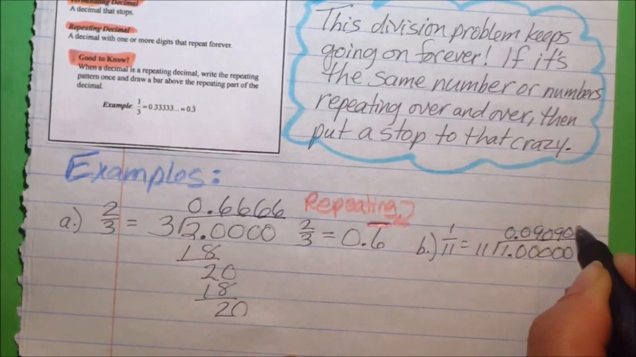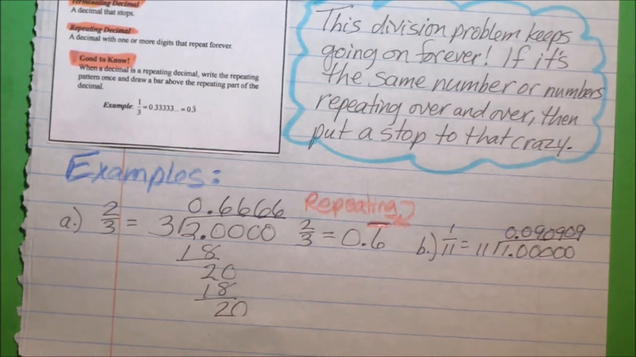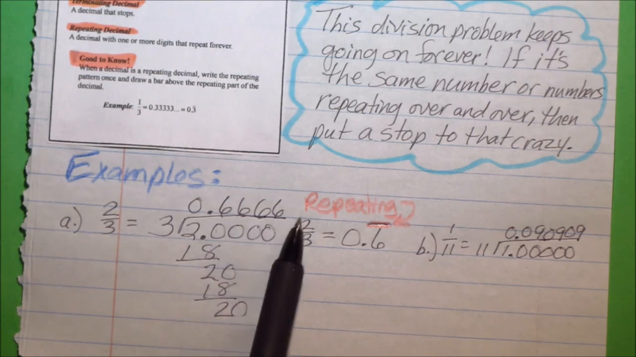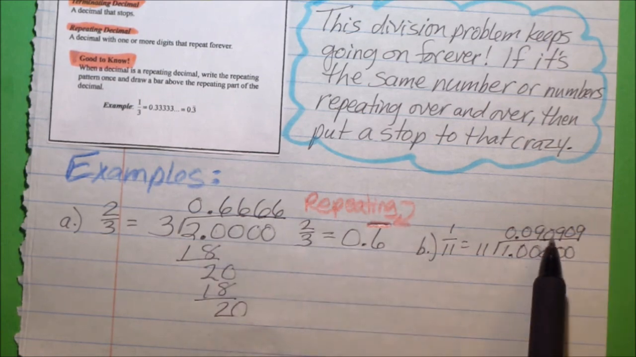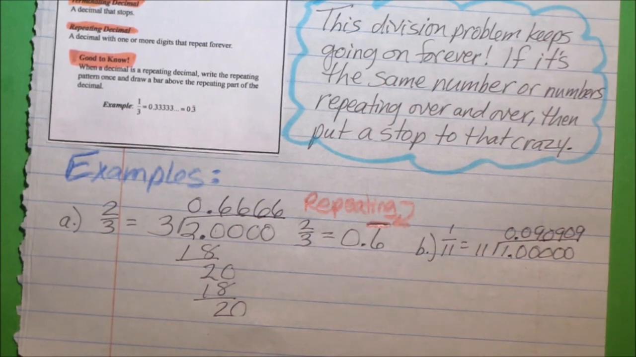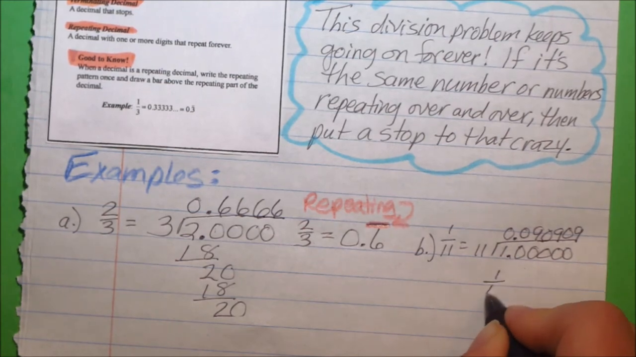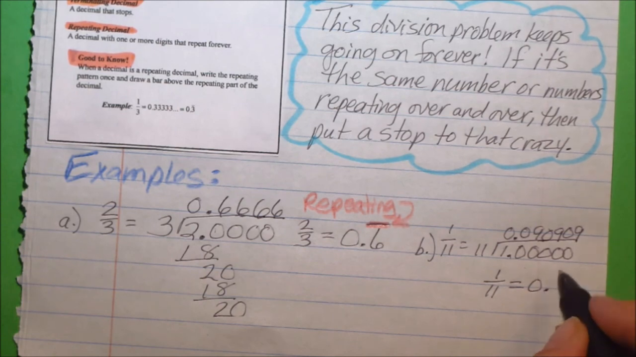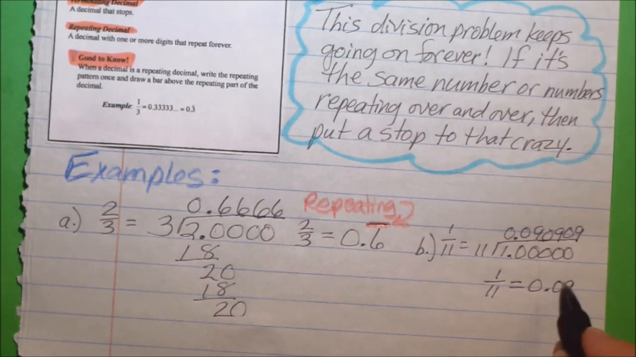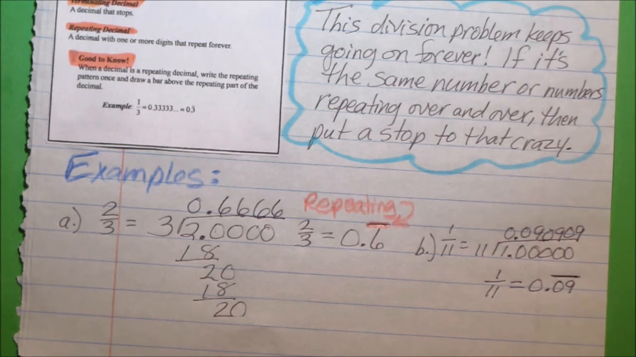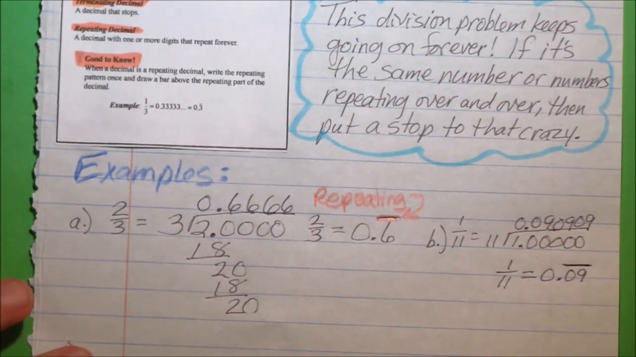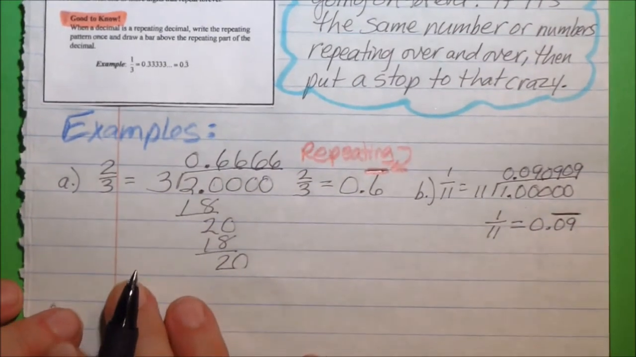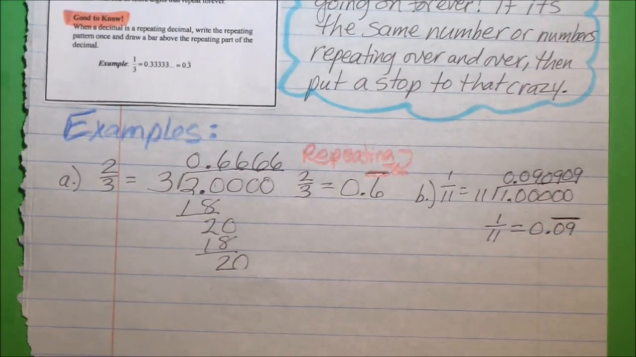09, 09, over and over again. All right? So, you see that instead of the 666666 that would have repeated, I have 09, 09, 09. I have 2 numbers that are repeating. And so to write this, 1/11 equals 0.09 with the bar all the way over the 0 and the 9, because it's the 0 and the 9 that are repeating, not just the 9, right? That's how that would work.